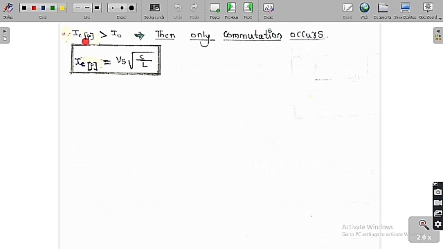If the peak value of the current in the capacitor is greater than I naught, then only commutation occurs.